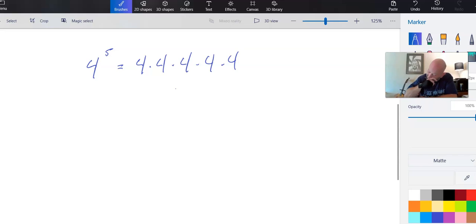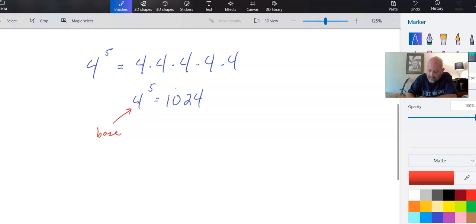And if you go ahead and compute that, you should get that 4 to the 5th is 1,024. You probably want to check. I'm pretty sure that's right. But vocabulary first here. This 4 is the base. The 5 is the exponent.